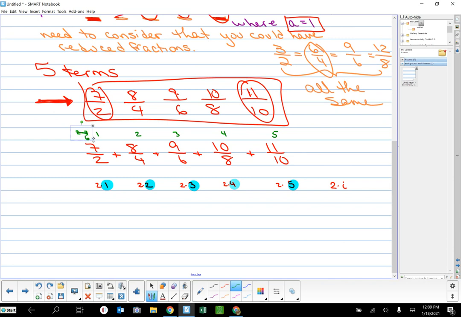6 plus 1 is 7. 6 plus 2 is 8. 6 plus 3 is 9. 6 plus 4 is 10. 6 plus 5 is 11.